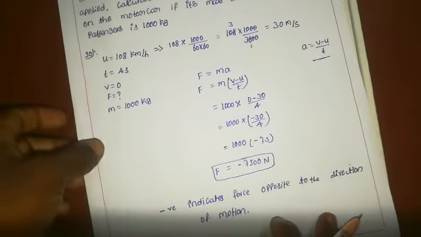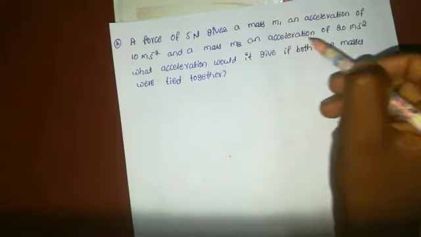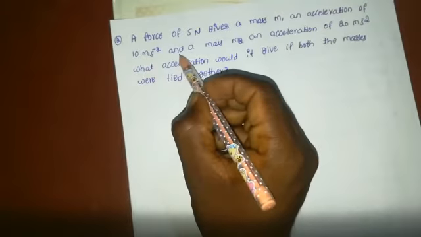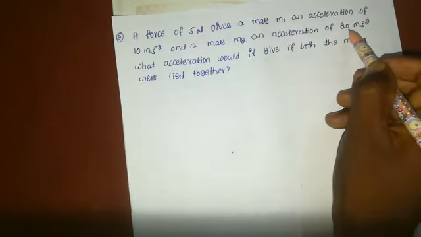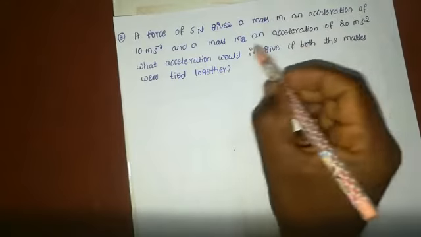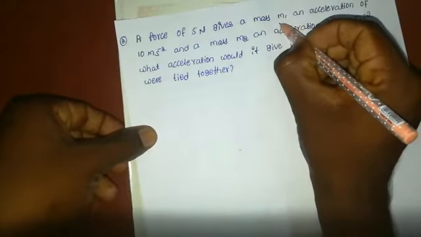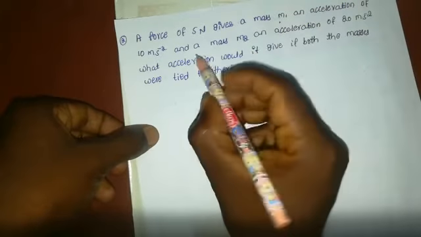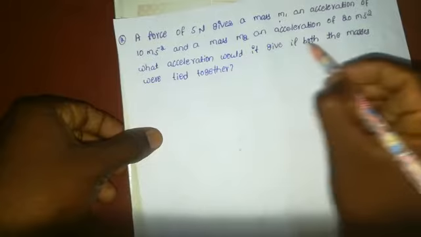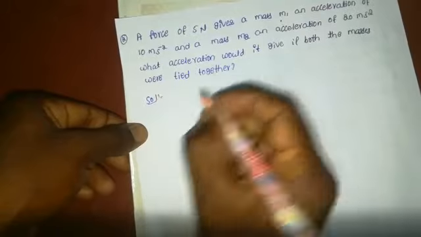Now see one more example, that is the second problem. A force of 5 Newton gives a mass m1 an acceleration of 10 meter per second square, and a mass m2 an acceleration of 20 meter per second square. What acceleration would it give if both the masses were tied together? We have to find out m1 first and then m2, and then find the acceleration when both the masses are tied together. So we have to write the data.